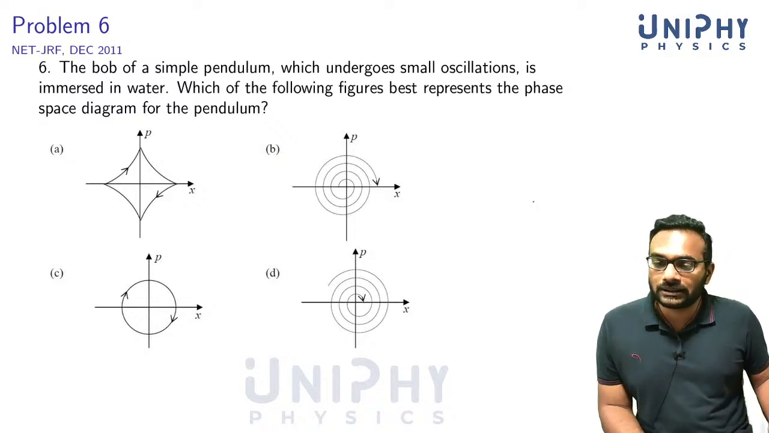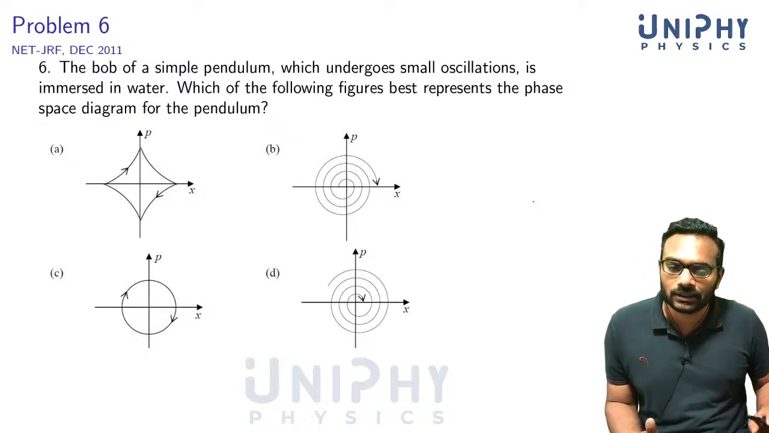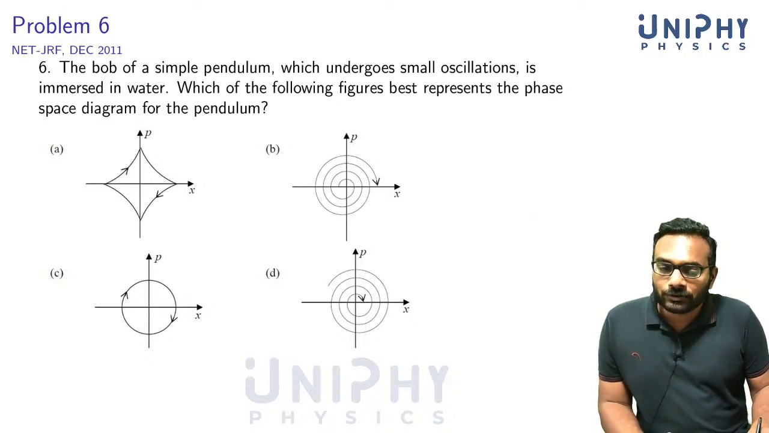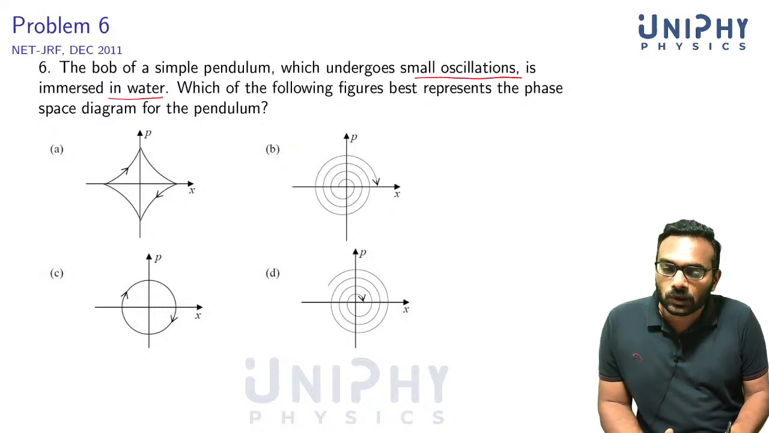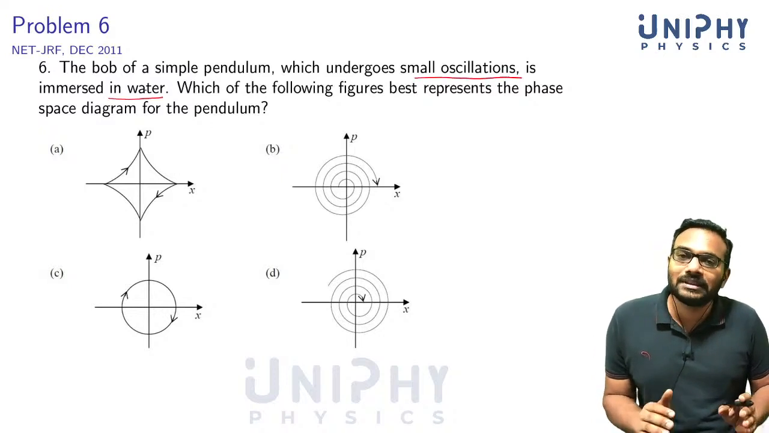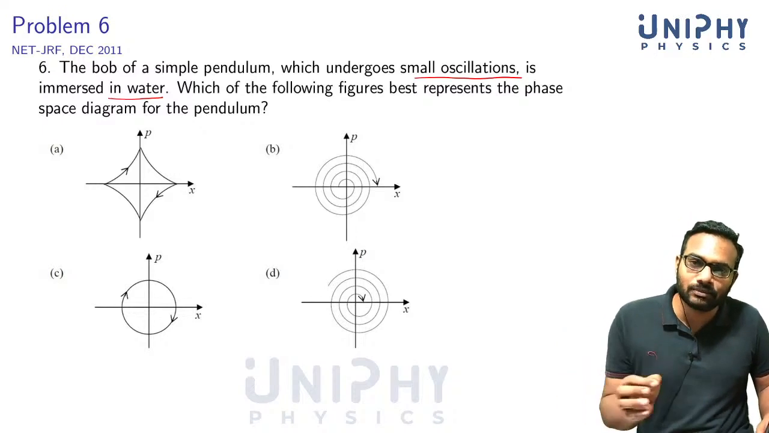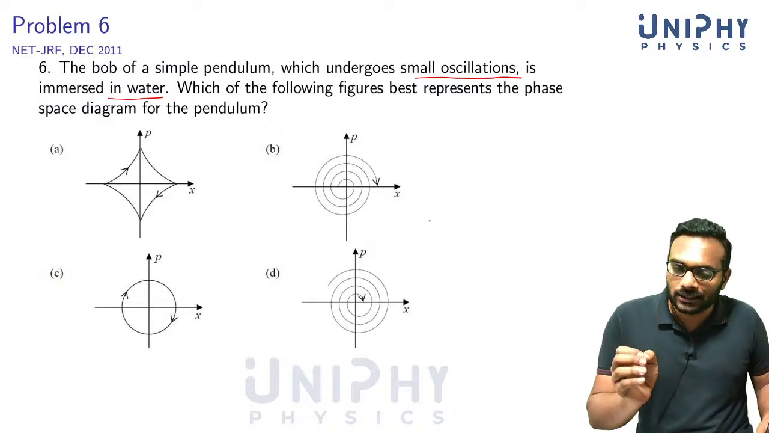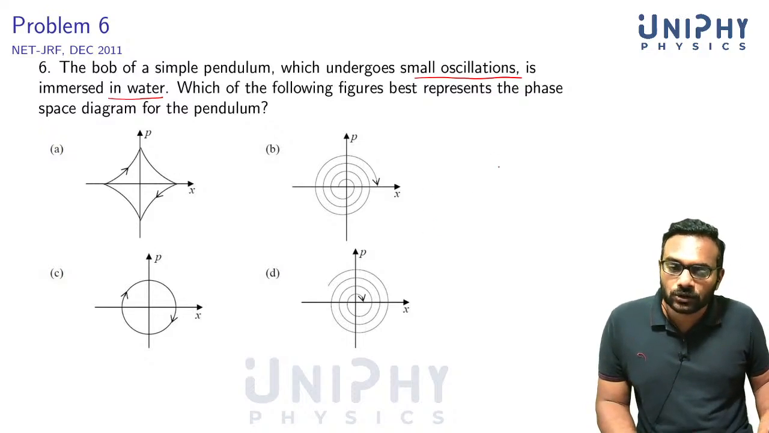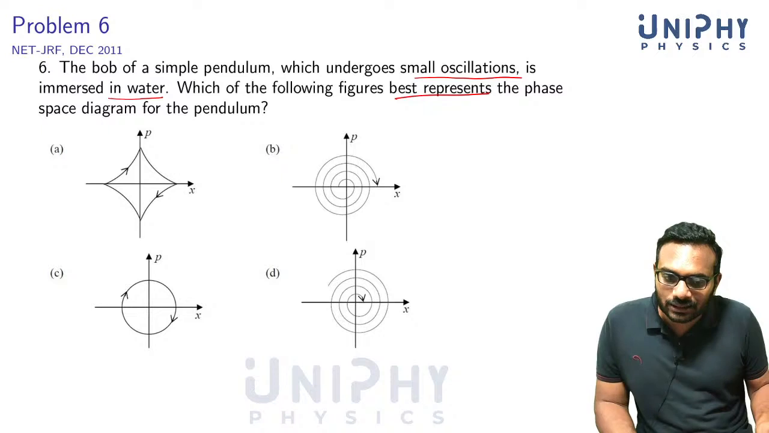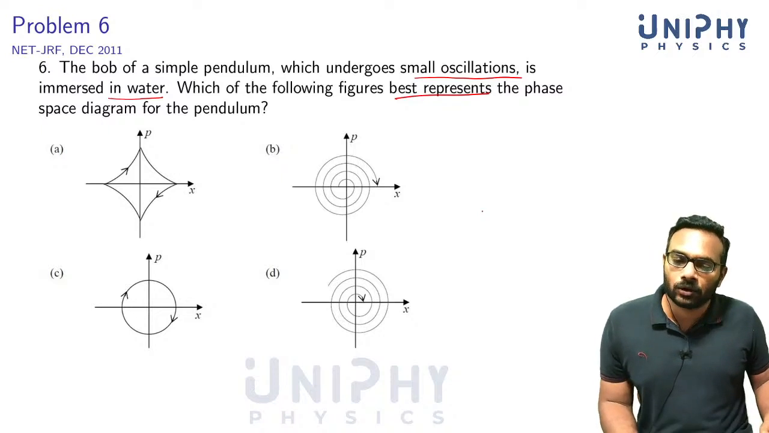Here is another question, again asked in the same examination. There were two questions from this session. A bob of a simple pendulum which undergoes small oscillations is immersed in water. It's immersed in water, which means that it's damped. Its amplitude decreases as it oscillates. As the simple pendulum oscillates, its amplitude decreases. Which of the following figures best represents the phase space diagram for the pendulum?